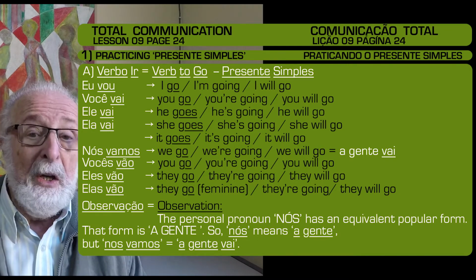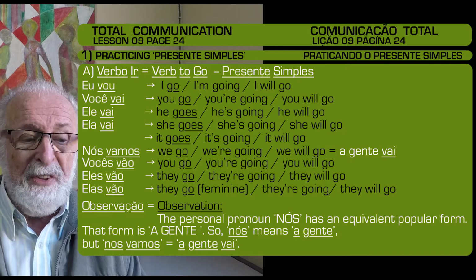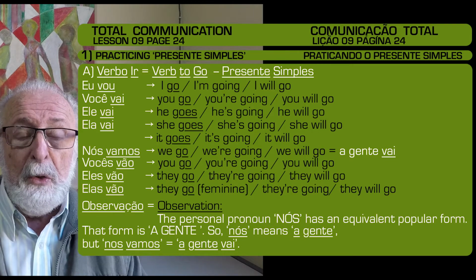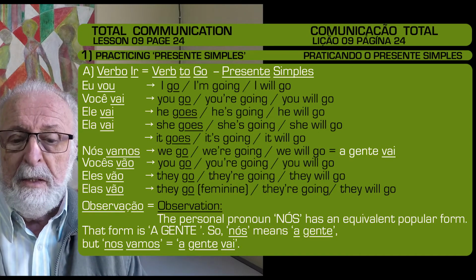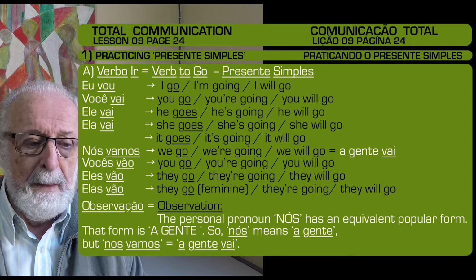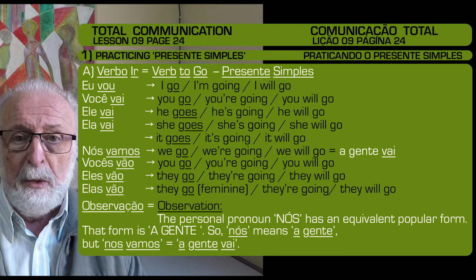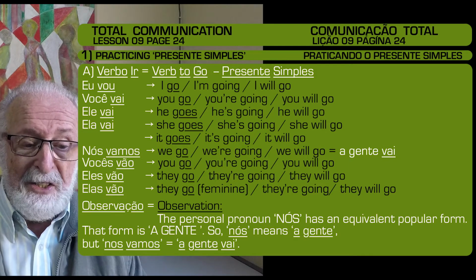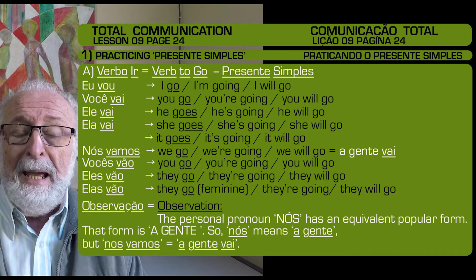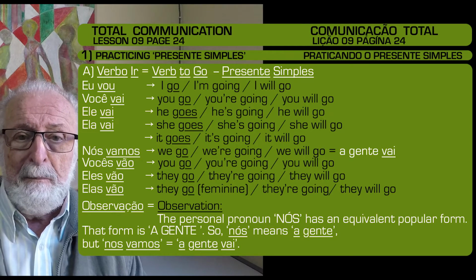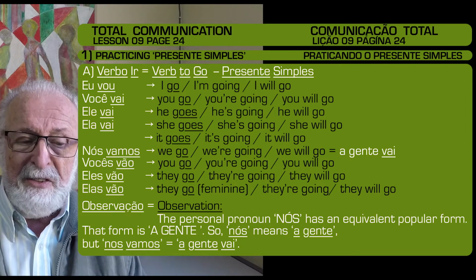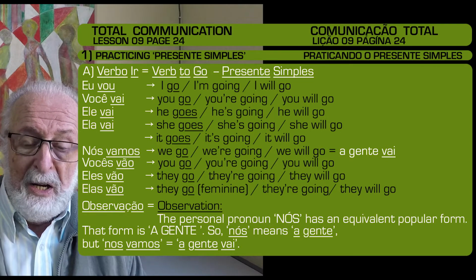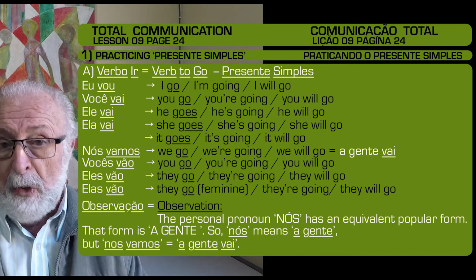Okay? Vocês vão, vocês, you guys, plural. Vocês vão. You go, you're going, you will go. Eles vão, they go. Elas vão, they go. Elas is the feminine of they, as masculine. They is masculine: they go, they're going, they will go.